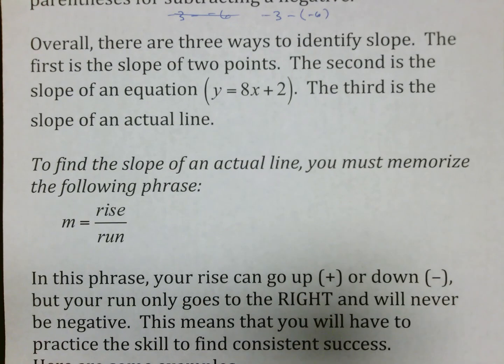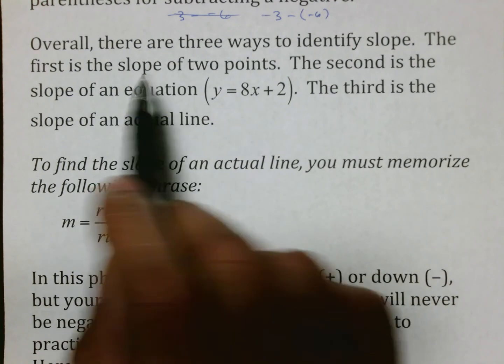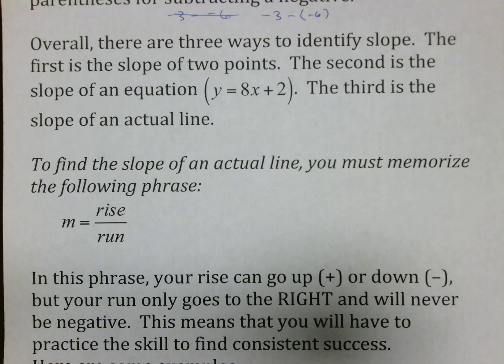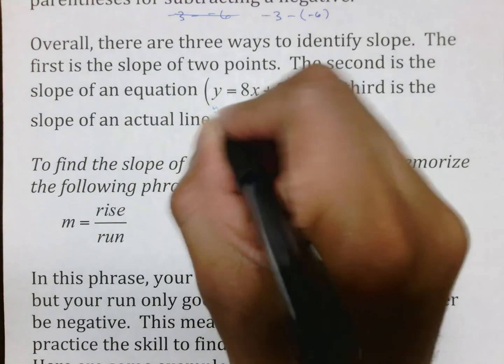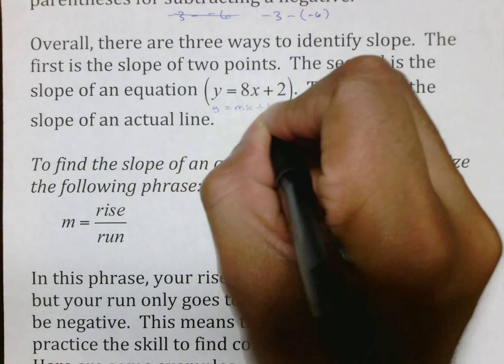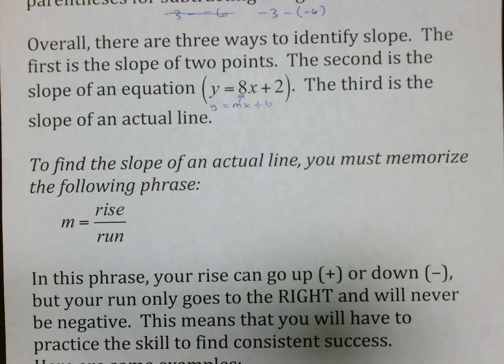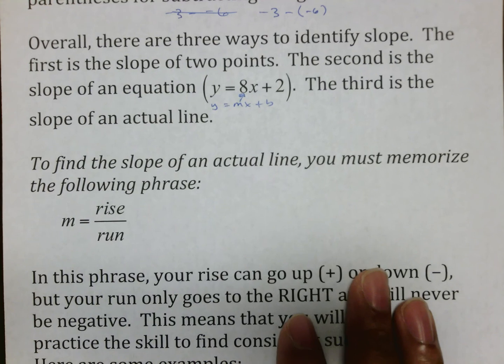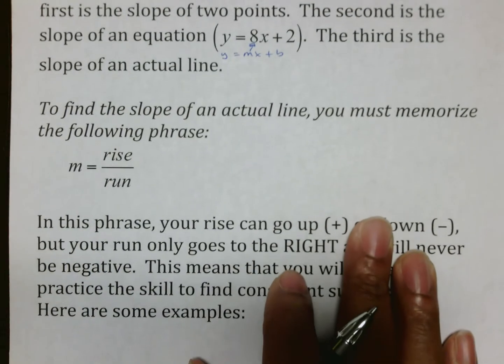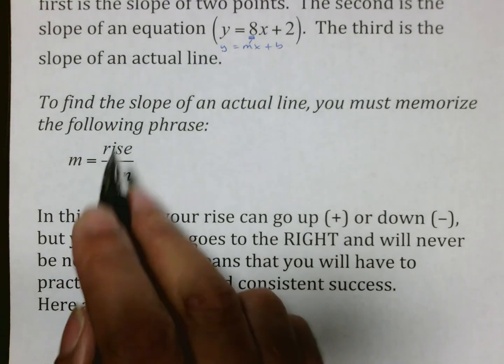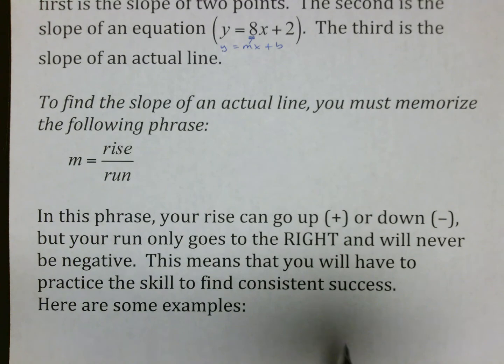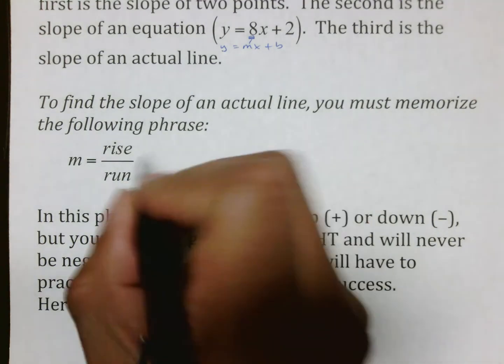Overall, the three ways to identify slope. The first is to find the slope of 2 points, which we kind of talked about there. The second is the slope of the equation, which is easy enough to do because if the formula is y equals mx plus b, slope is obviously 8. That is the easy one. And the third is find the slope of an actual line. To find the slope of an actual line, you actually have to memorize the phrase, which is m is equal to rise over run.